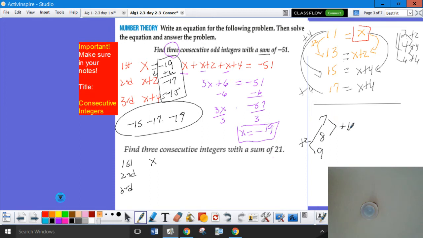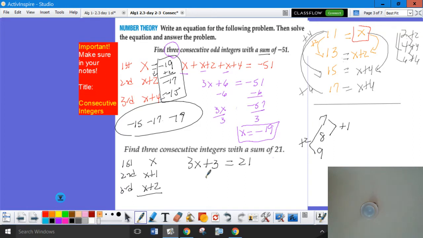So x, the first step is going to be x plus 1. Second step is going to be x plus 2. So if I put these together, how many x's do I have? I have 3 x's. 1 plus 2 is going to give me 3, and that equals a sum of 21.